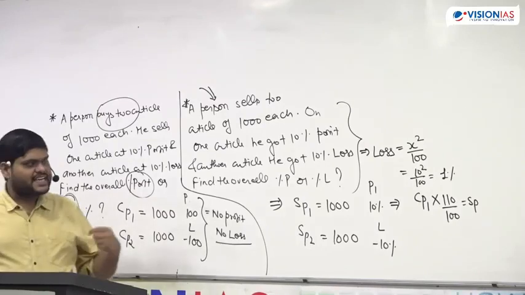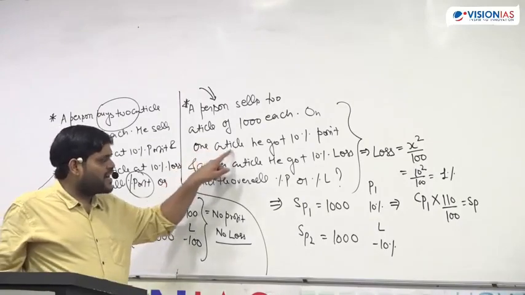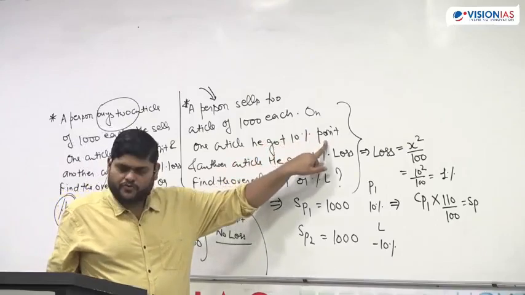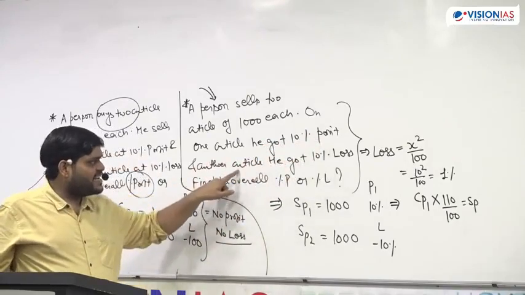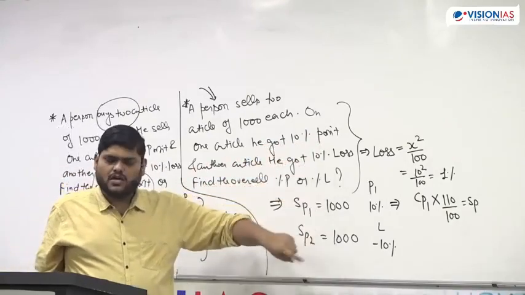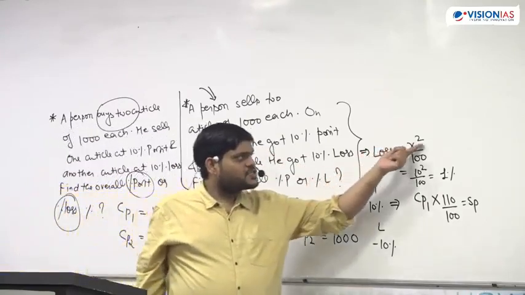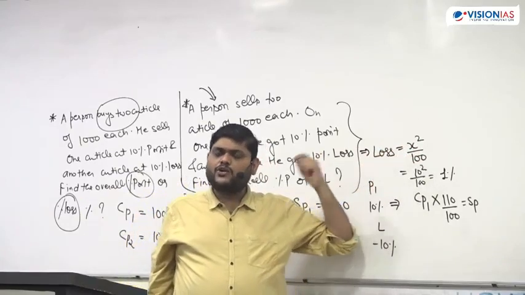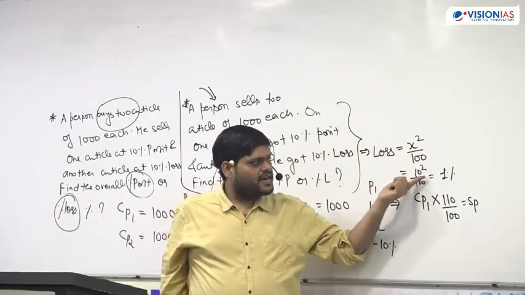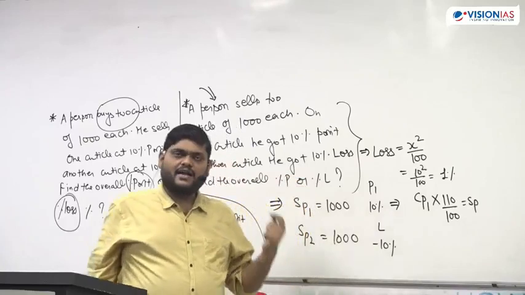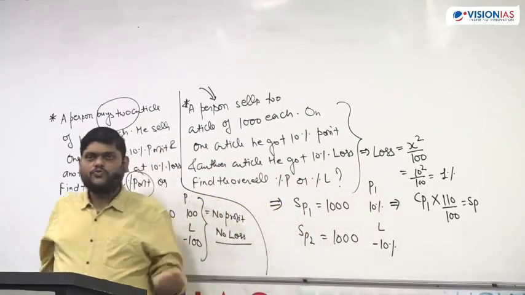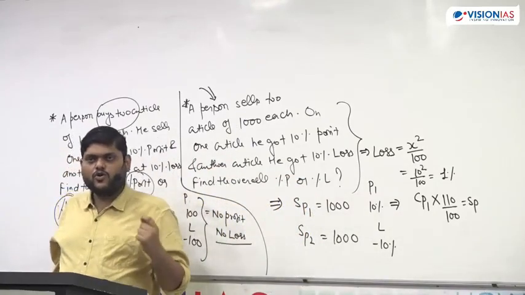If suppose the data is given like this, one article he got 20% profit, another article he got 20% loss, then what will be the answer? The answer will be 20 square upon 100. 20 square is equal to 400, 400 upon 100, that is equal to 4%.